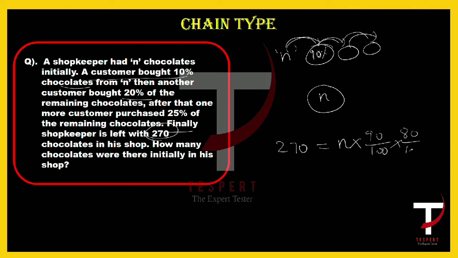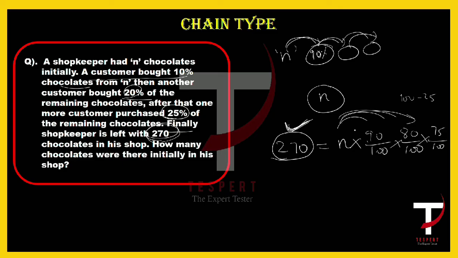Why 100 minus 20? We are not calculating this 20, we are calculating the remaining value. If we deduct 20 from 100, the remaining value will be 80, right? So 80 by 100. And one more customer purchased 25%. That means the remaining value is 100 minus 25, which is equal to 75 by 100, right? So why are we taking the remaining values? Because we consider the remaining value on the left hand side, so we have to take the remaining values on the other side also.